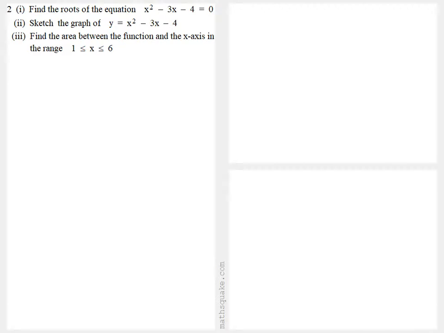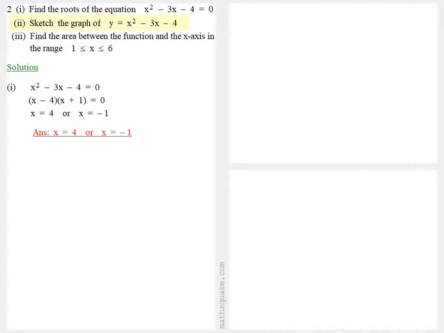Now in question 2 part 1 we're asked to find the roots of the equation x squared minus 3x minus 4 equals 0. Well, we start with x squared minus 3x minus 4 is 0 and we factorise it. We want two numbers that multiply to make minus 4 and add to make minus 3. They are minus 4 and plus 1, and so we have (x minus 4)(x plus 1) equals 0. Which means that x minus 4 is 0 or x plus 1 is 0, so x is 4 or x is minus 1. So our answer is x is 4 or minus 1.